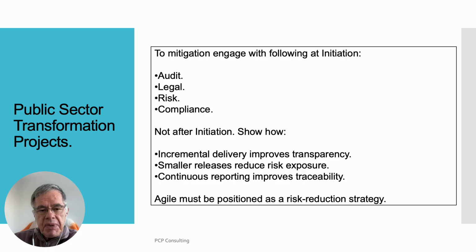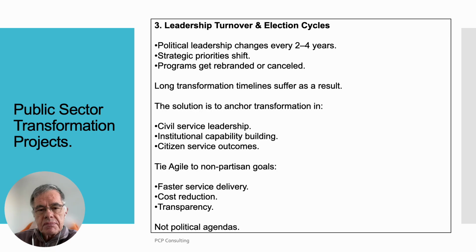Show how incremental delivery improves transparency. Smaller releases reduce risk exposure. Continuous reporting improves traceability. Agile must be positioned as a risk reduction strategy.